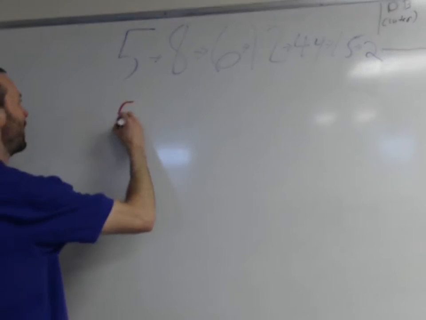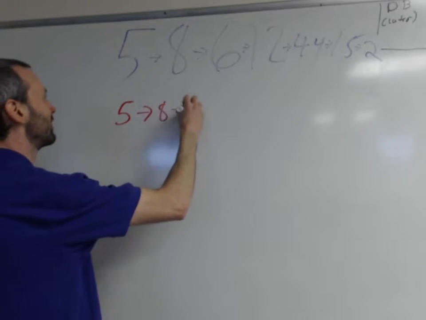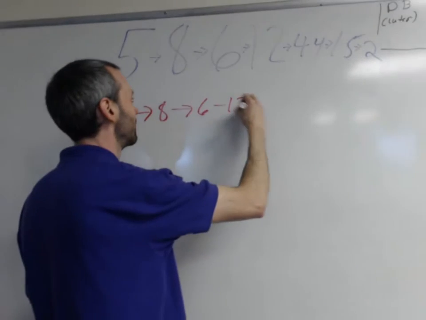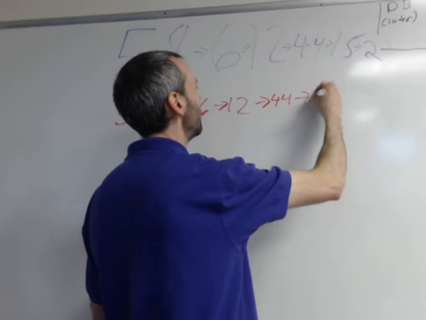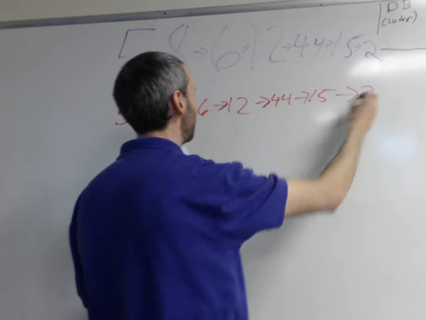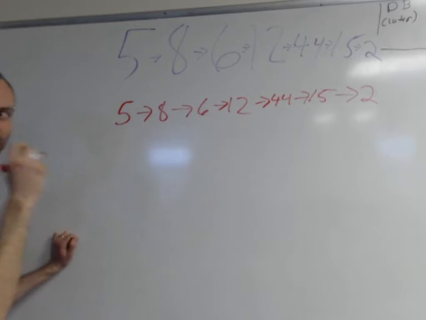works. So then we have 5, 8, 6, 12, 44, 15, 2. All right, now we want to evaluate the 6, right?